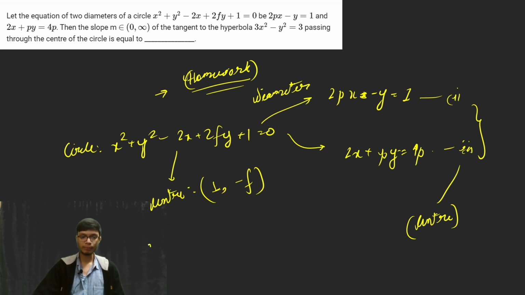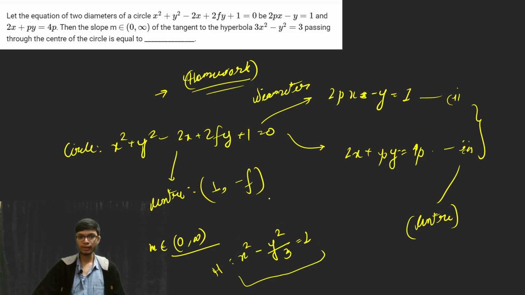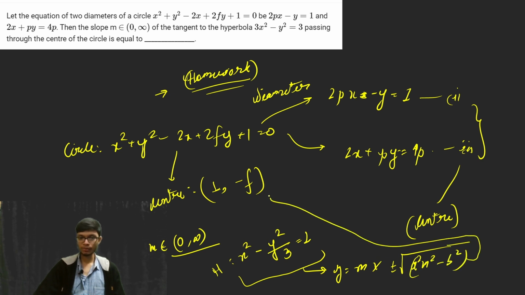Now it is saying that the slope m, where m belongs from 0 to infinity, that is, a positive slope, is the slope of the tangent to the hyperbola x square minus y square by 3 is equal to 1. For this particular hyperbola, the tangent has a positive slope and passes through the center. If you satisfy the equation of the tangent, that is y = mx plus or minus the square root of a square m square minus b square, with the center coordinate, you will get another equation involving the point p.